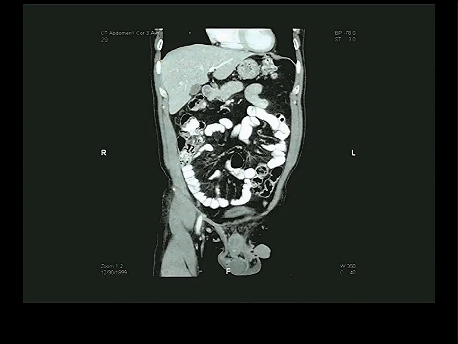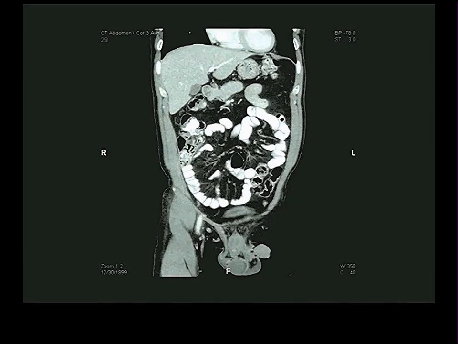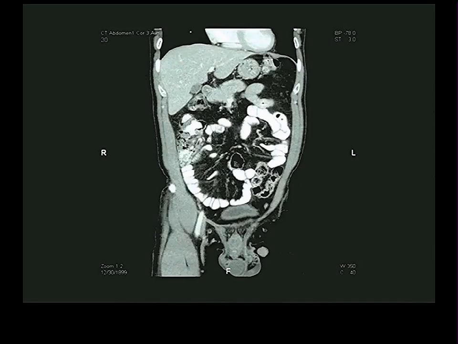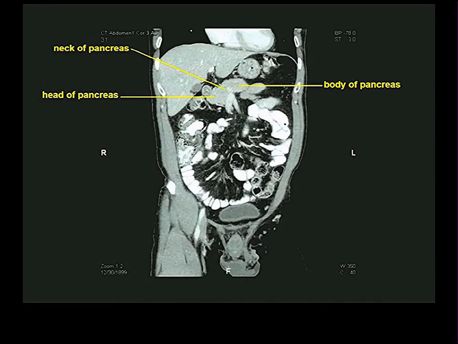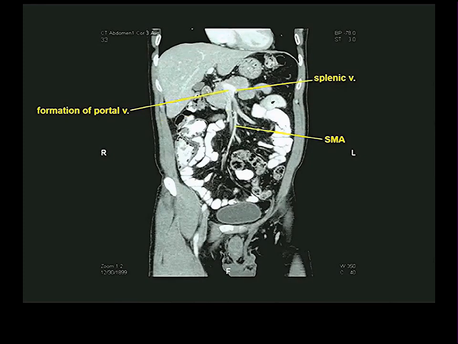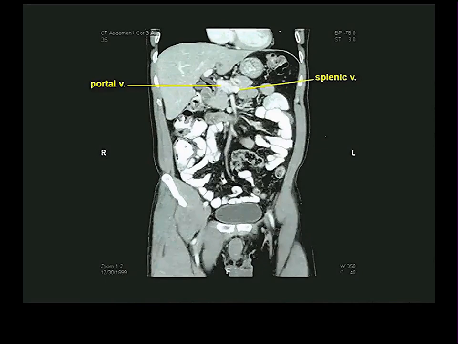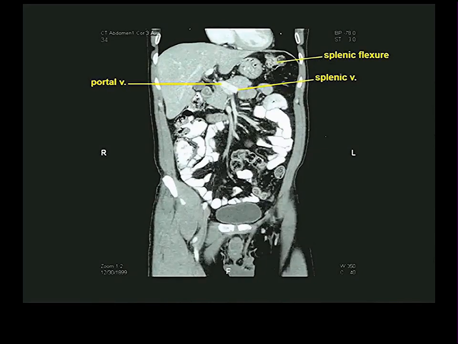Go here again. We saw the pancreas right here, the body of the pancreas. This must be the neck of the pancreas, about right there. Are we right? Body, neck, head. We're right because that's the formation of, right there is the formation of the portal vein, of the SMV lying to the right of the SMA, joining the splenic vein, which is this thing here, to form the portal vein.